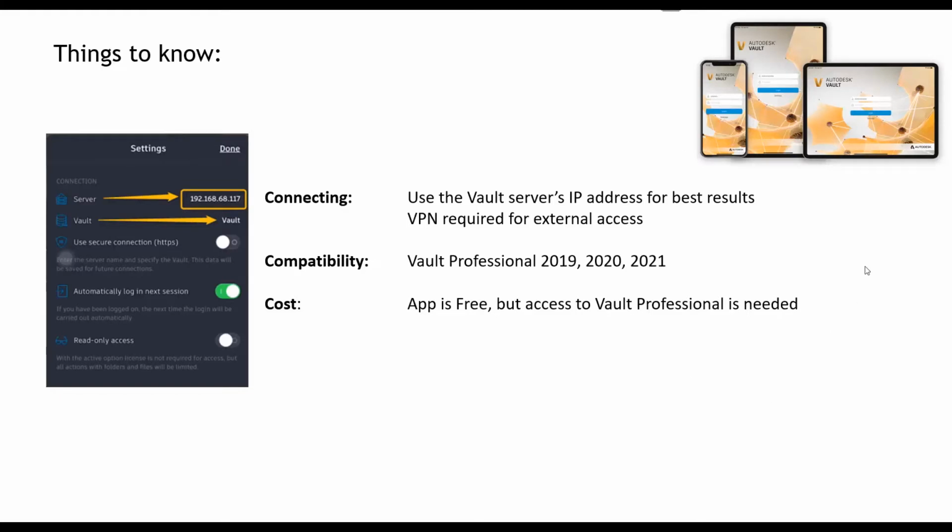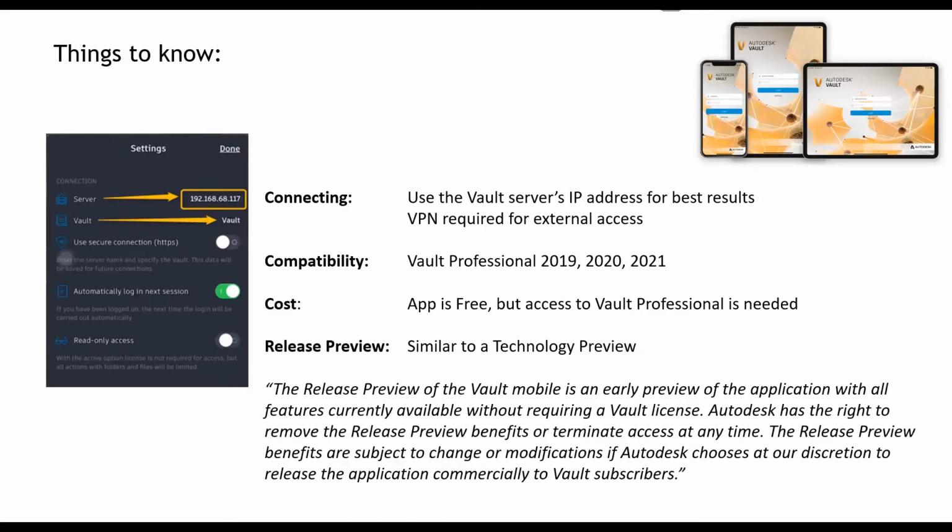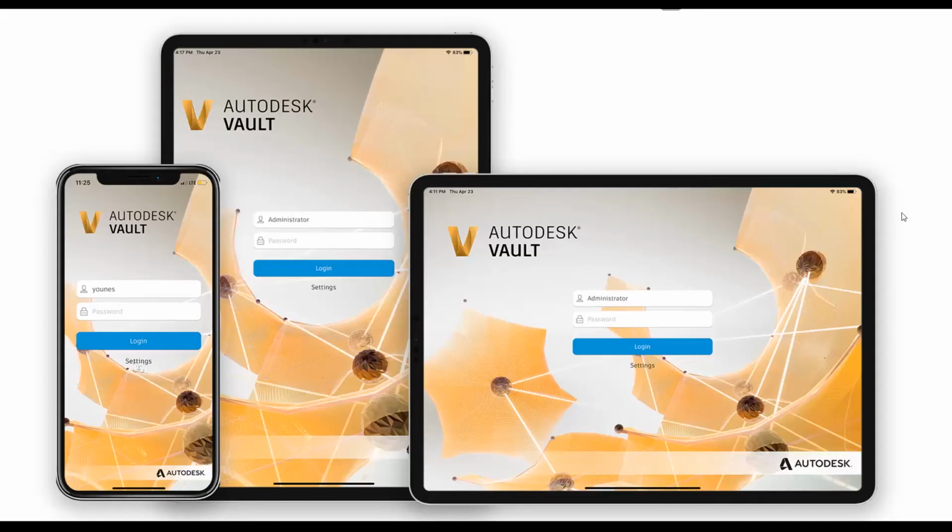And the app itself is in pre-release, so it's similar to a technology preview, and Autodesk have put out a little statement saying that the release preview of Vault Mobile is an early preview of the application with all features currently available without requiring a Vault license. Autodesk has the right to remove the release preview benefits or terminate access at any time. The release preview benefits are subject to change or modification if Autodesk chooses at our discretion to release the application commercially to Vault subscribers. So let's jump into a demo.